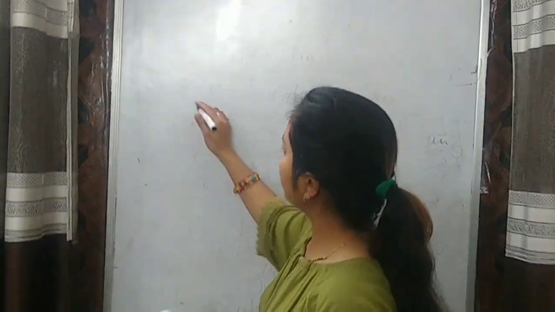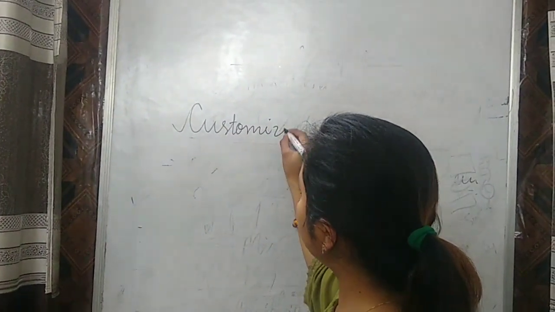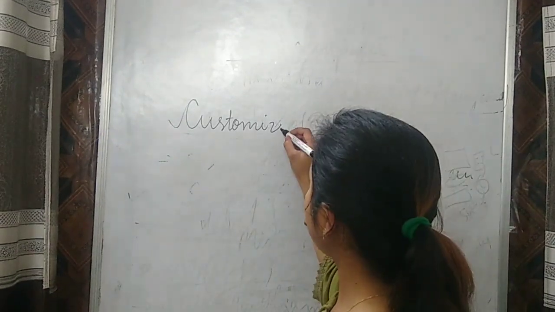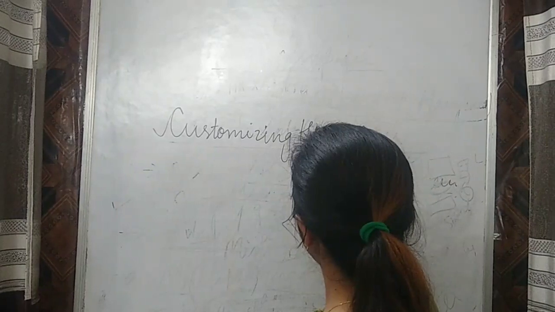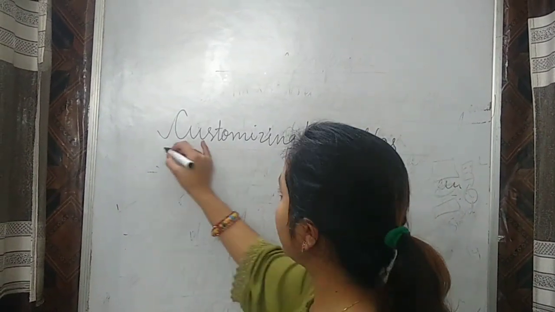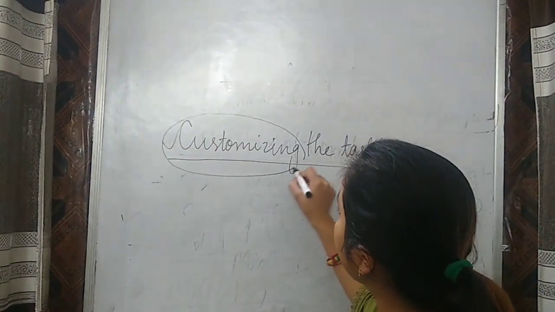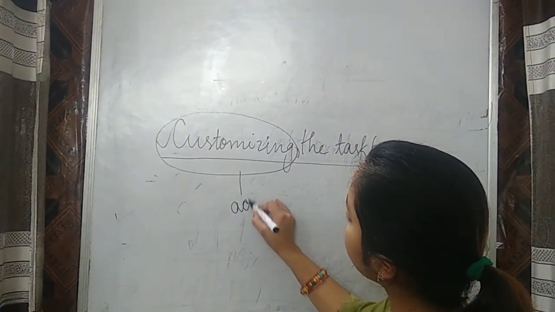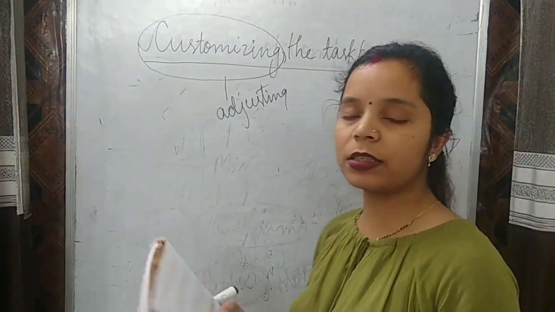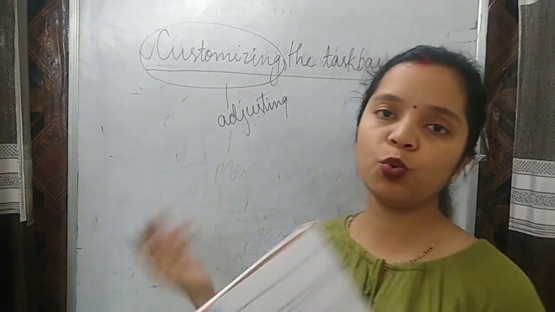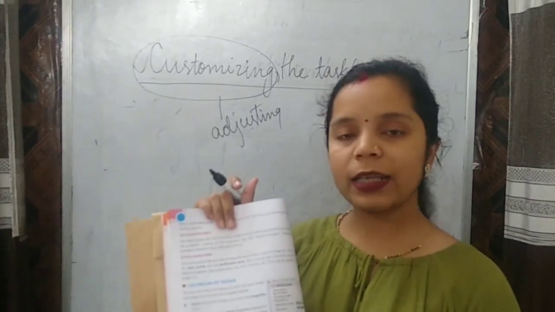Now next one we will study in your book. Next topic is given, customizing the taskbar. So now you will study this one. Now what is customizing? Customizing means arranging or adjusting the taskbar. Means adjusting or arranging the taskbar according to our need. That is known as customizing the taskbar. So for that steps are given.